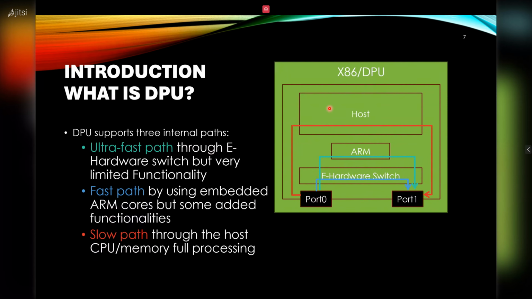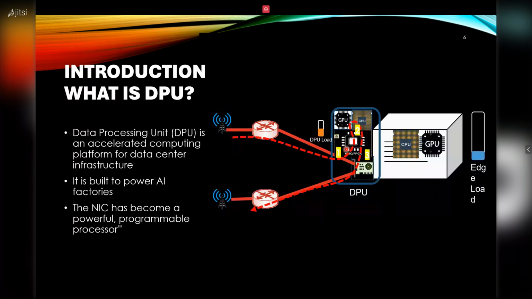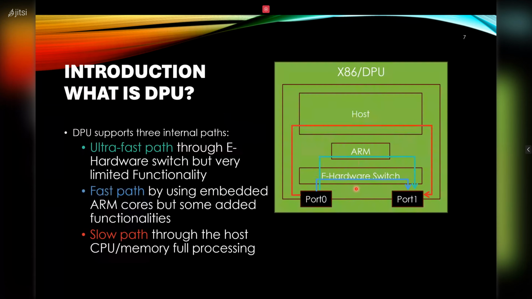Here I want to give you a little more introduction to the DPU. In the DPU, we have three paths. The first path, as I already told you in the previous figure, uses the ASIC chip. Here, this is the E hardware switch, which is connected to the two physical ports, P0 and P1, by using the ASIC chip. This is basically our ultra fast path. I will tell you later on how fast this ultra fast path is.